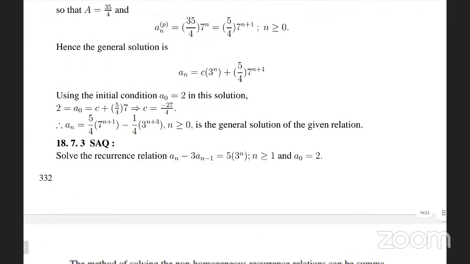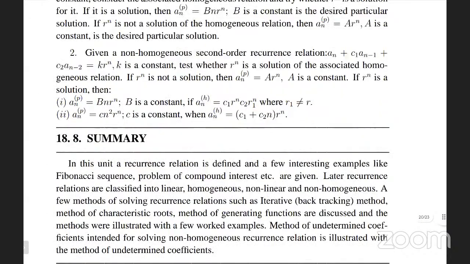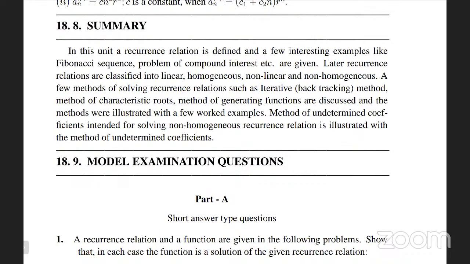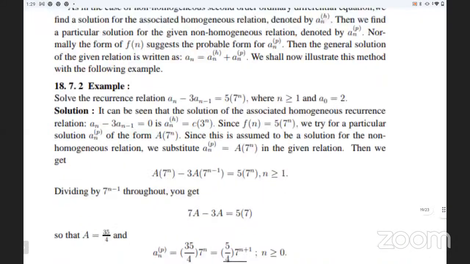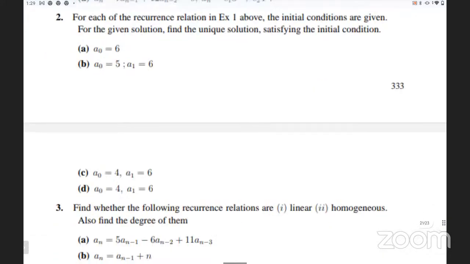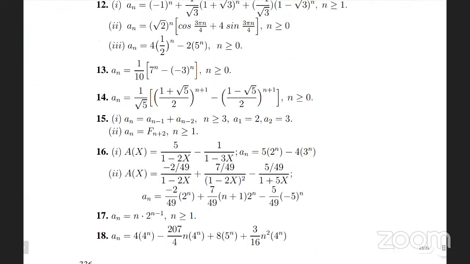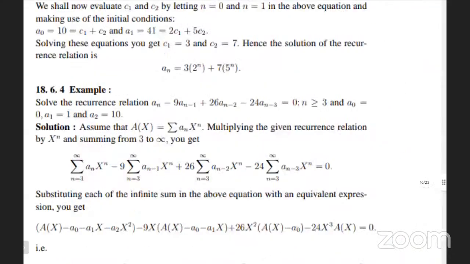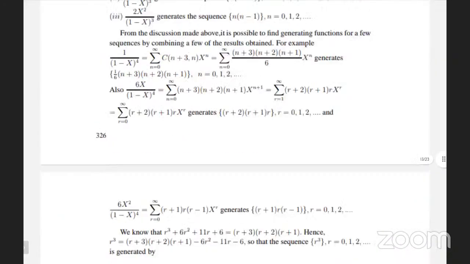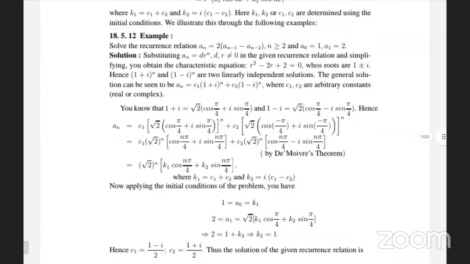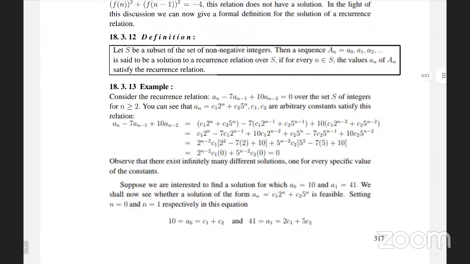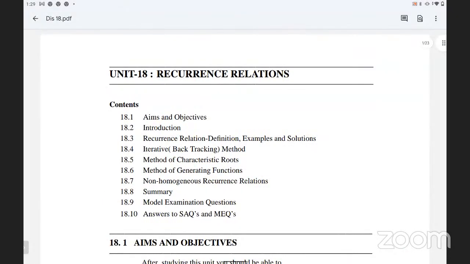Look at 18.7.2 once; the new topic we will see in the next class. Is it clear? Done. This is only the concept of recurrence relations. The unit is over. Next are the summary and problems, and the solutions below; look at them once. In the exam, one long question comes, and short questions, from this chapter. Okay, fine?